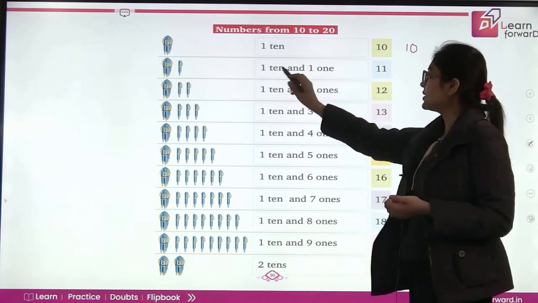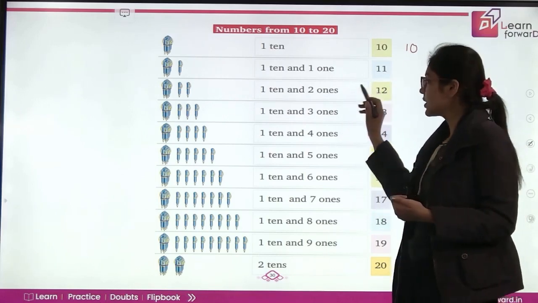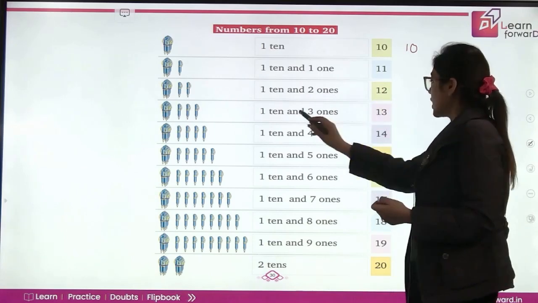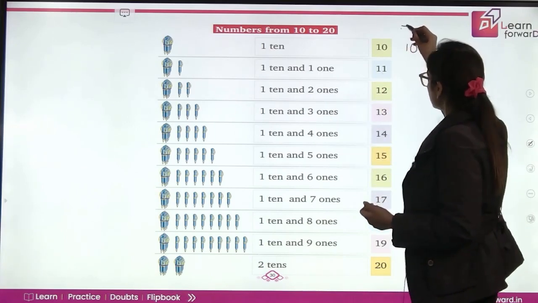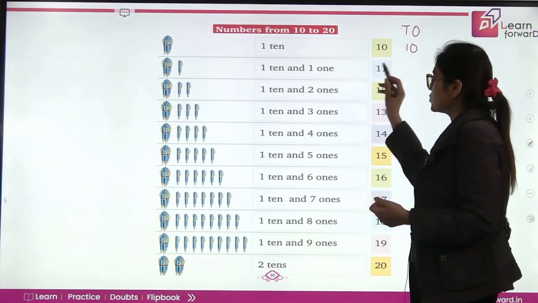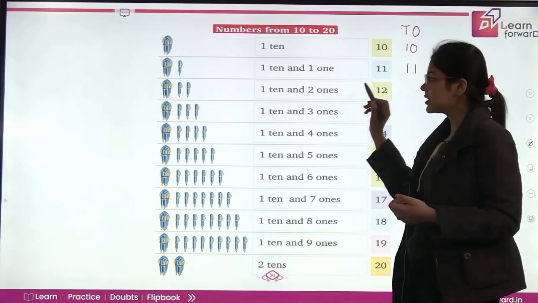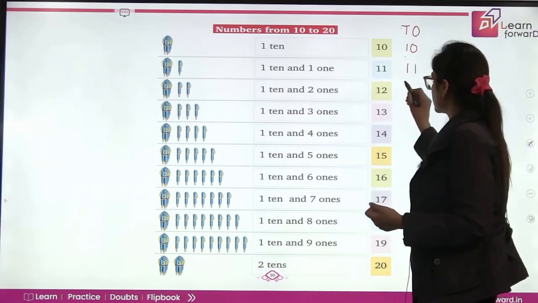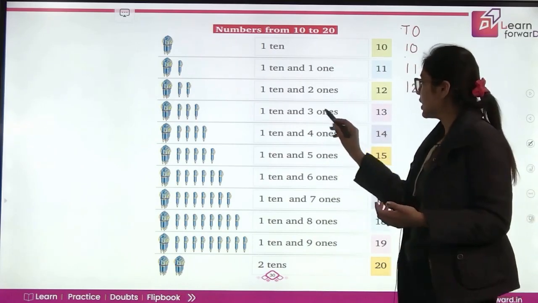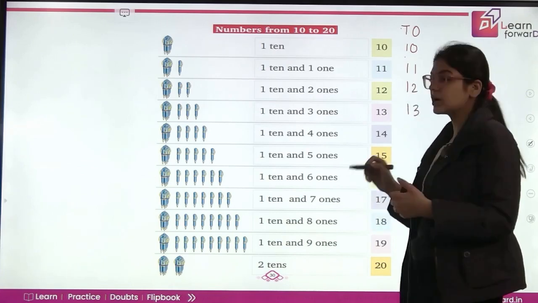And when 1 is added to 10, that becomes 11. 10 and 2 ones becomes 12. Now as you know, we write numbers like this: this is ones and this is tens. So 1 ten and 1 one becomes 11. 1 ten and 2 ones becomes 12. 1 ten and 3 ones becomes 13.